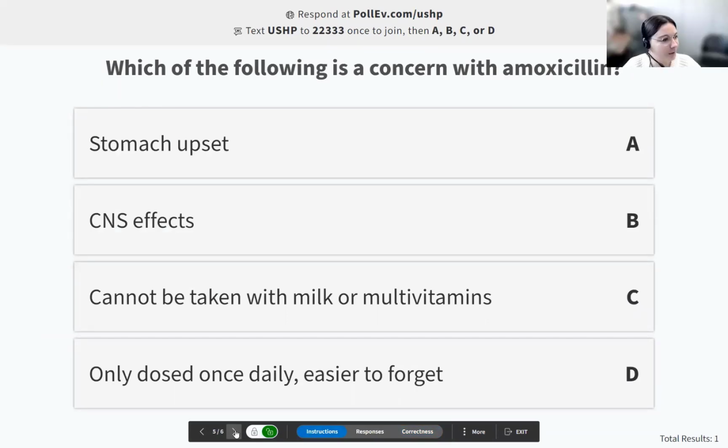Okay, so I think people are getting more confident either with my grid teaching or that I'm previewing the answers. But which of the following is a concern with amoxicillin? So which of the following could be a potential side effect of amoxicillin? A, stomach upset. B, CNS effects. C, cannot be taken with milk or multivitamins. Or D, it's dosed only once daily, so it's easier to forget.